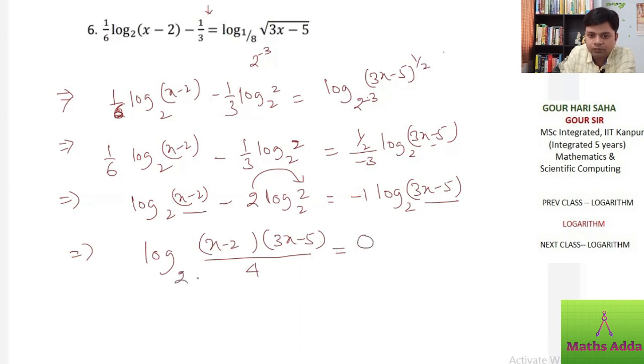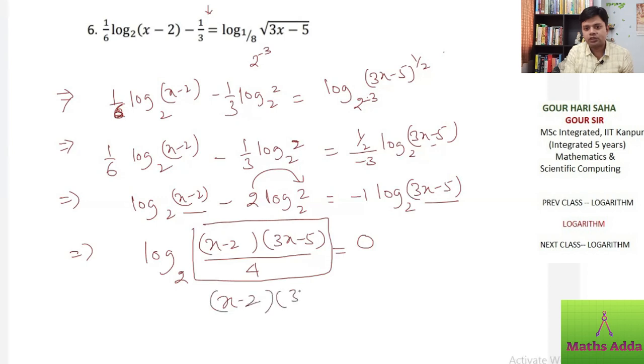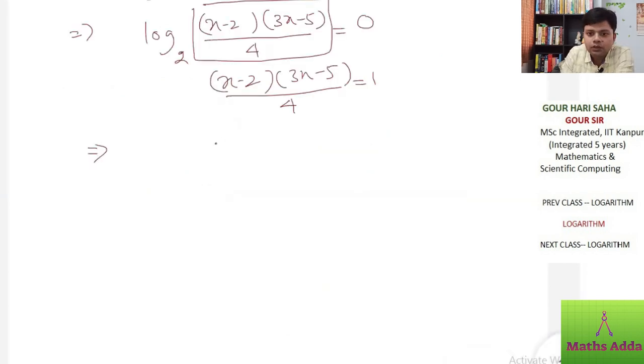Log of something is equal to 0. This means this term is what? 1. Log 1 is 0. So x minus 2 into 3x minus 5 by 4 is equal to 1. It is 3x square minus 5x minus 6x plus 10 equal to 4. So it is 3x square minus 11x plus 6 is equal to 0.